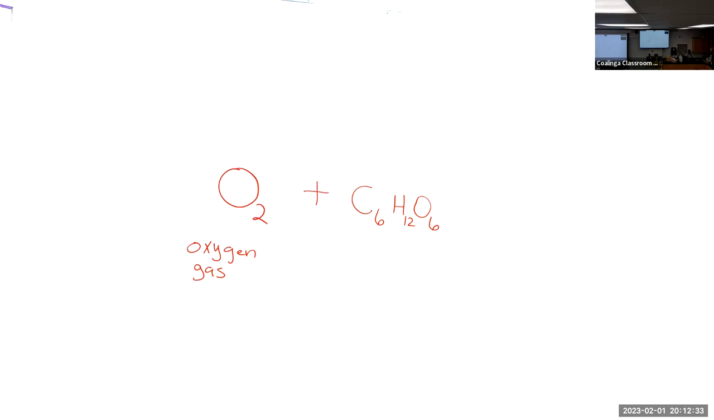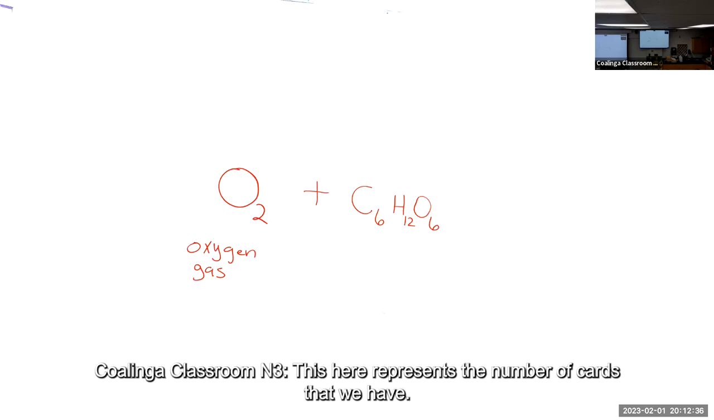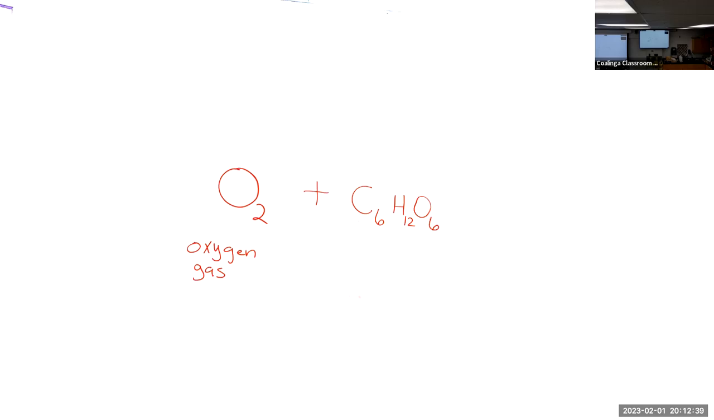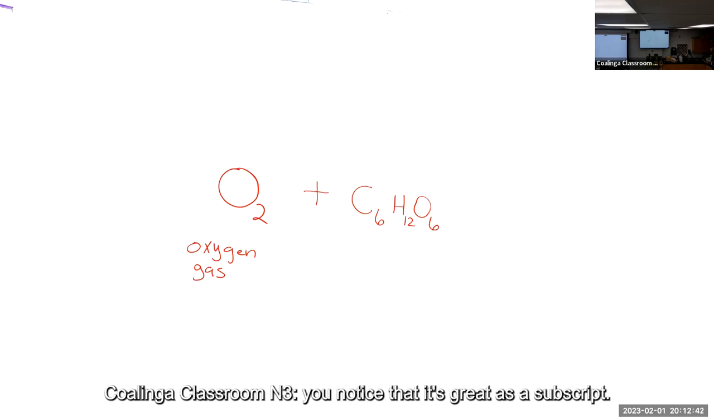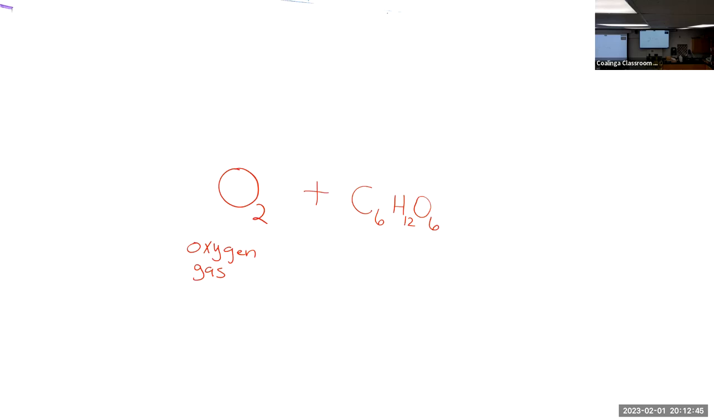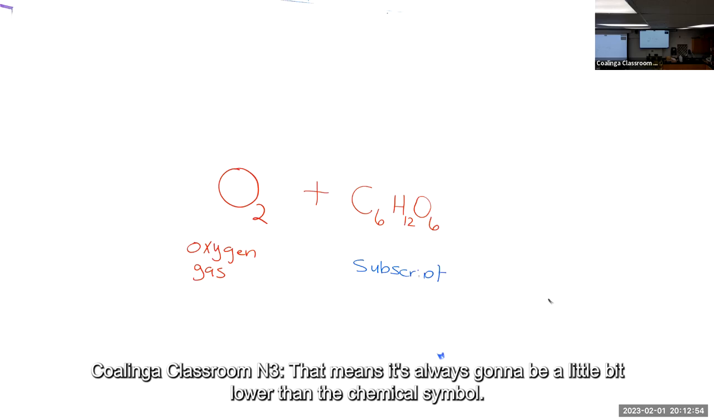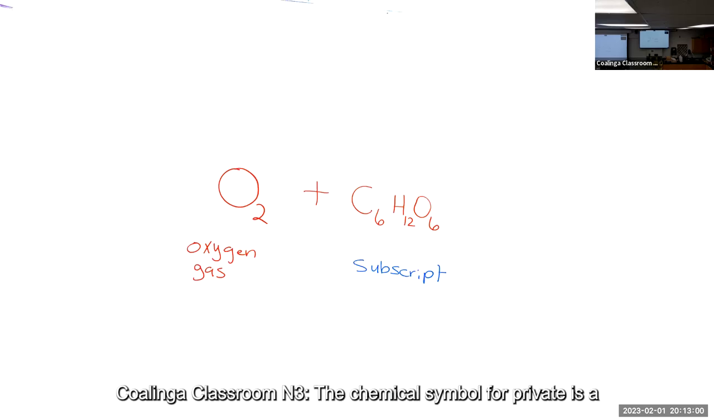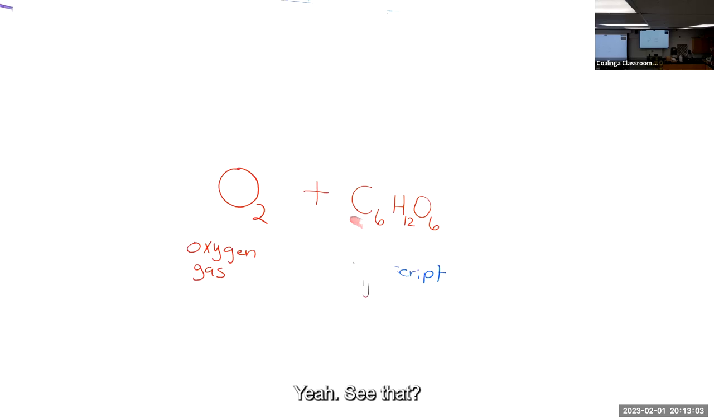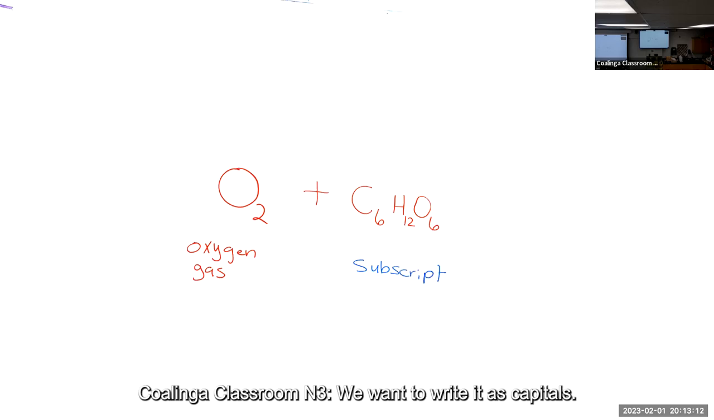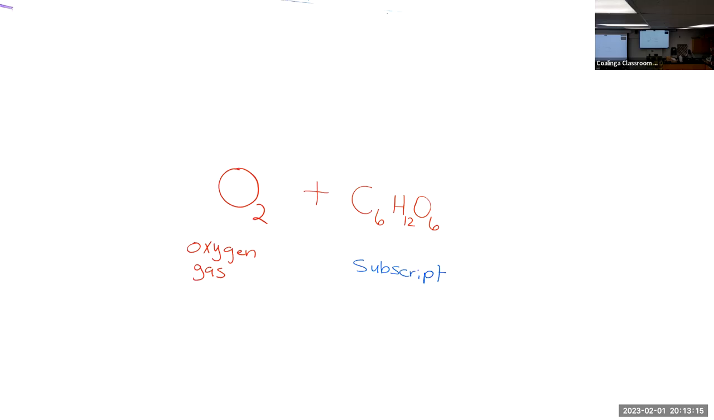you'll notice this here represents the number of carbons that we have in this compound. You notice that it's written as a subscript. That means it's always going to be a little bit lower than the chemical symbol. The chemical symbol for carbon is a capital C. You guys see that? The chemical symbol for hydrogen is a capital H. The chemical symbol for oxygen is a capital O. We want to write them as capitals.